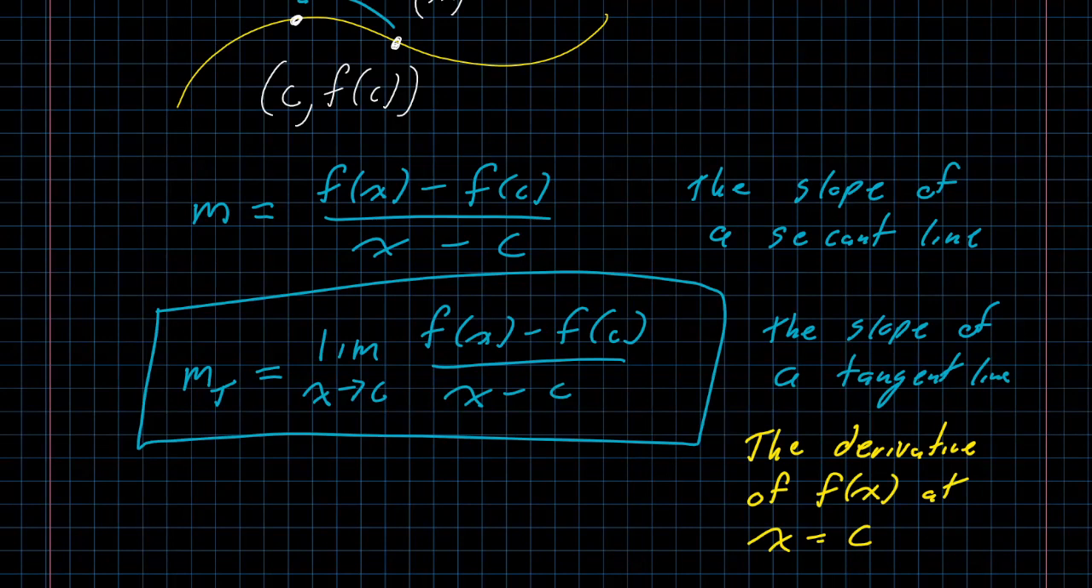This is also called the derivative of f of x at x equals c. I'm really not sure of the etymology of the word derivative, but it is the terminology we use, and we just kind of accept it at this point. To denote this, instead of calling it m_t, you'll also see it called f prime of c.